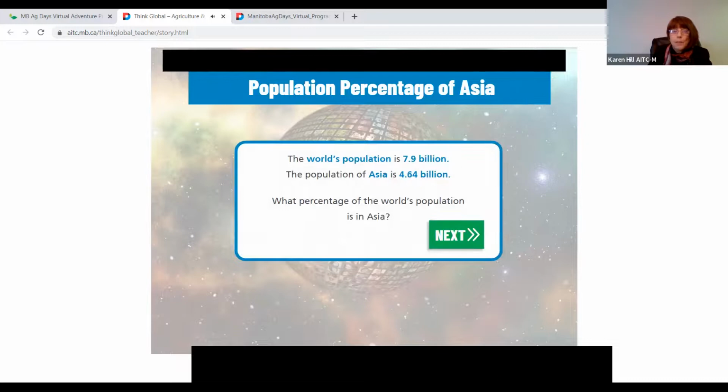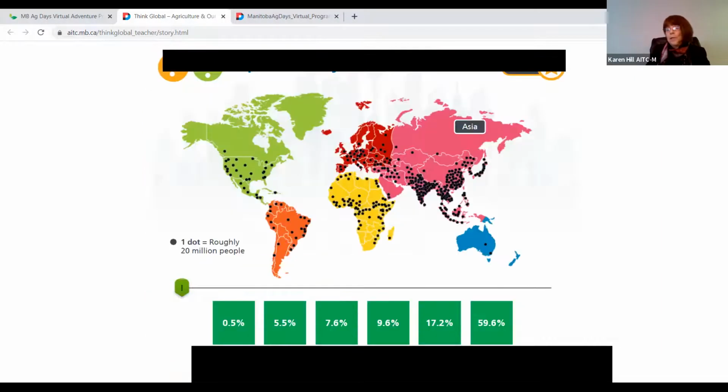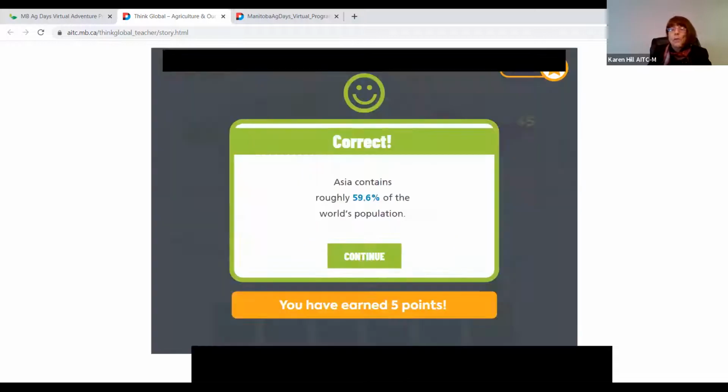All right, so yes, 7.9 billion world population, 4.64 billion in Asia. So what percentage of the world population does Asia have? Now your mathematicians can actually figure that out, and ones that aren't as big into math can again use the map to kind of deduce what it must be. So if they've got the most dots, they probably have the biggest percentage. So it is nearly 60%, and submit.